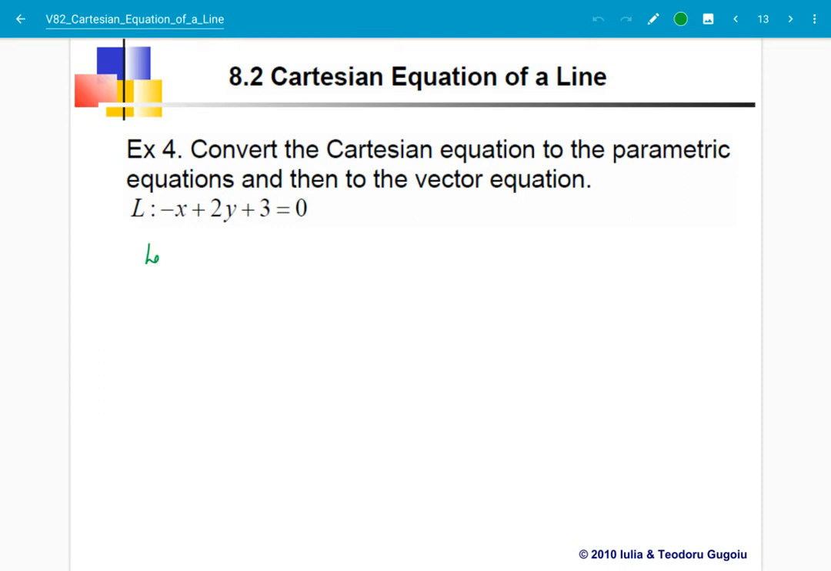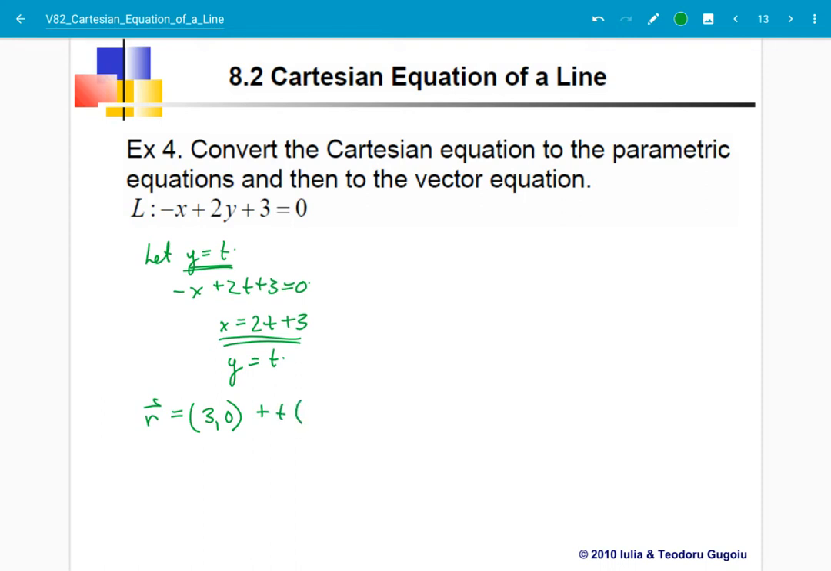You could, for example, let y equal t, then negative x plus 2t plus 3 is equal to 0. And x is equal to, bringing it over, right? But I flip-flopped it right there. What I really have is the parametric equations, right? And now to get the vector equation, well, I'll write that underneath. To get the vector equation, 3 and 0 plus t, 2 and 1. That works. You could also let x equal s, let's say, and do the same sort of thing. But one way of doing it is all you need.